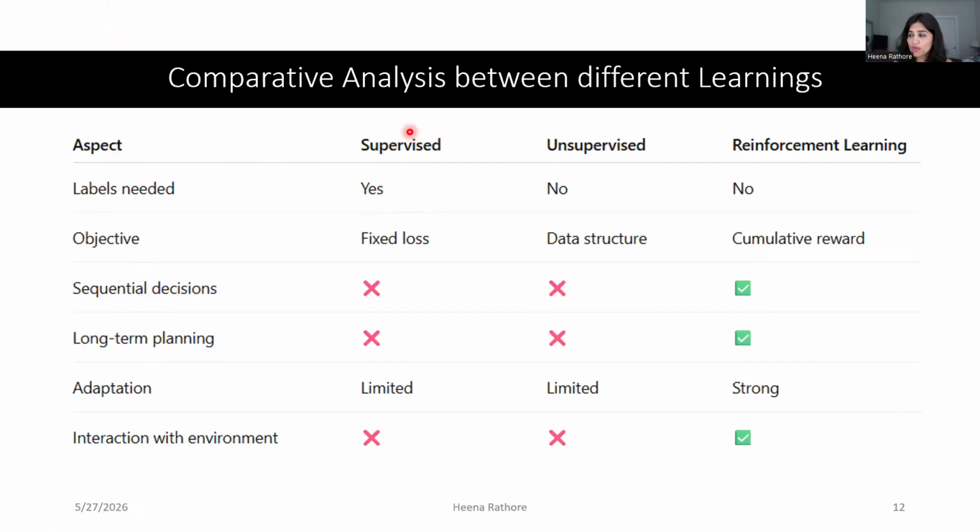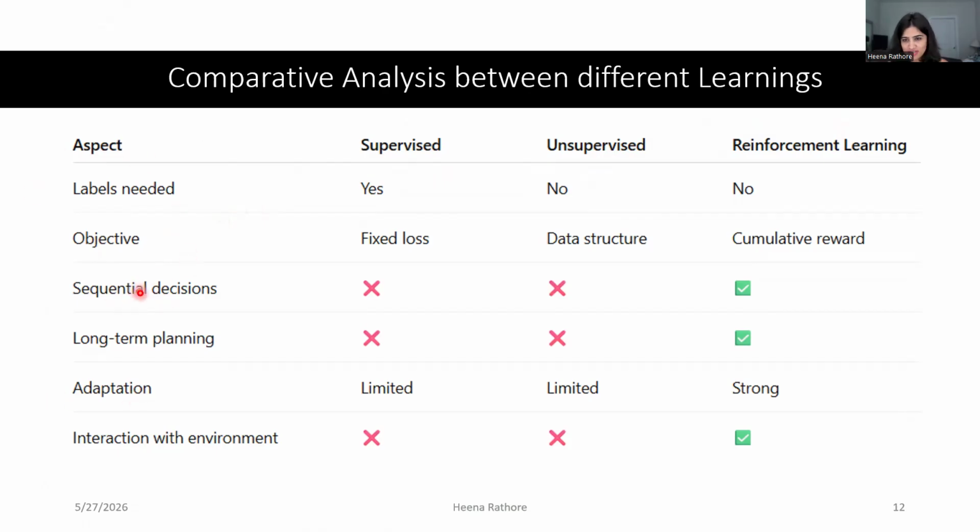So in supervised learning, there is a label. In unsupervised, you do not need a label. Similarly, in reinforcement learning, you do not need a label. In the case of objective function, generally for supervised learning, you minimize a fixed loss function, which is the prediction error. In unsupervised learning, you aim to capture any data structure, which is any hidden pattern. Reinforcement learning, on the other hand, maximizes the reward over time. That is the major objective.